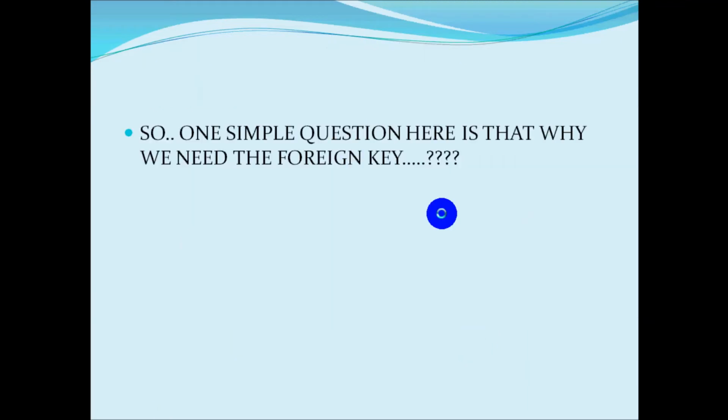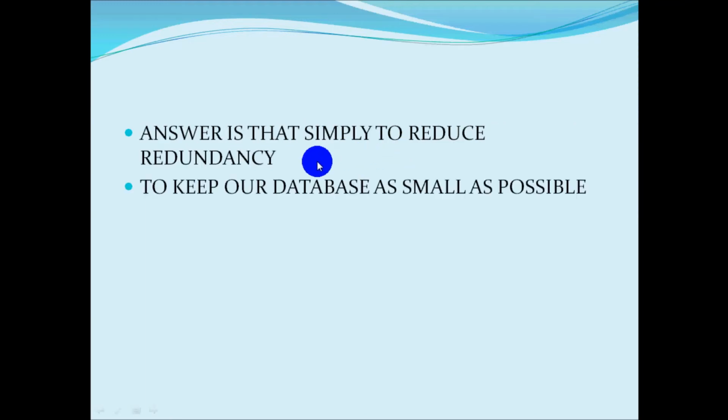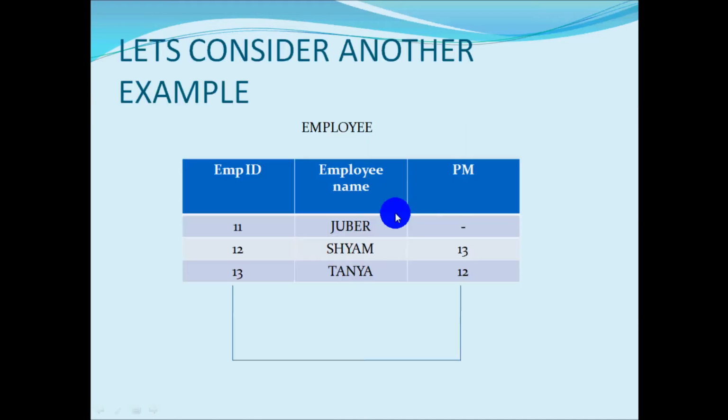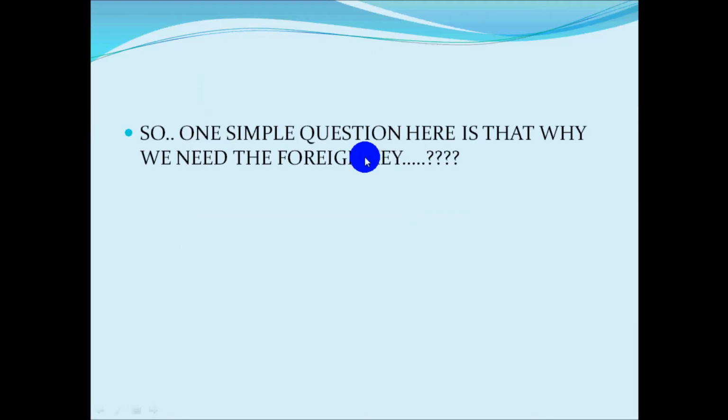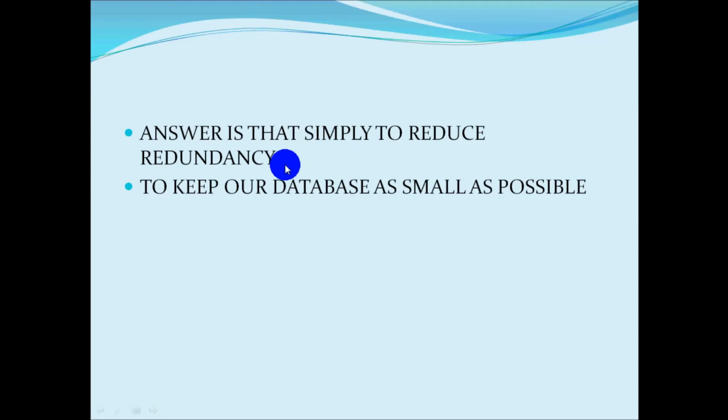So yes. One simple question is, why do we need the foreign key? The answer is simply to reduce the redundancy, to keep our database as small as possible. You might say, if the referential integrity constraints are available in a single table, why are we going to apply the foreign key then? The use of the foreign key is to reduce the redundancy of the table. How? Let's see with the example.